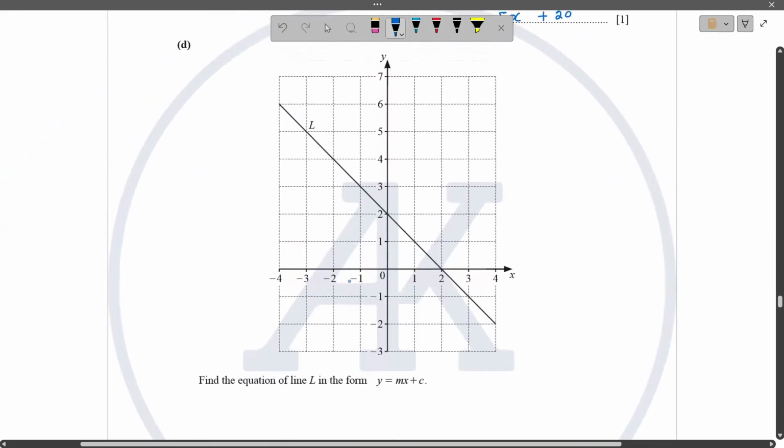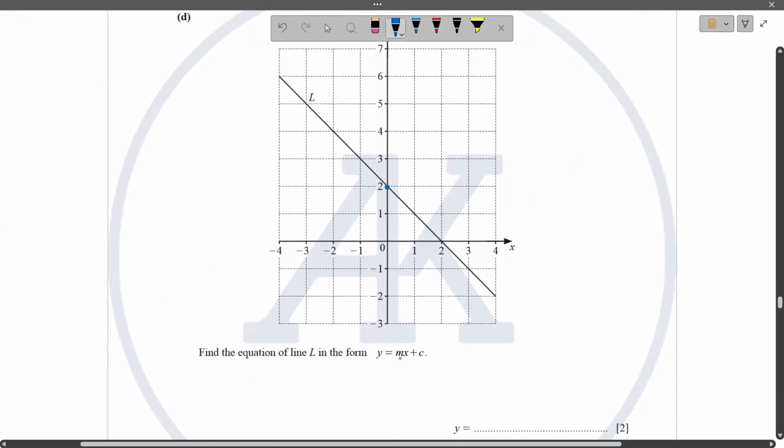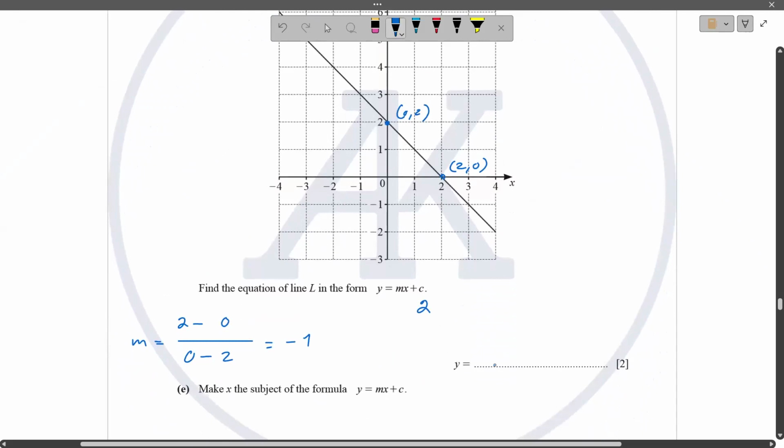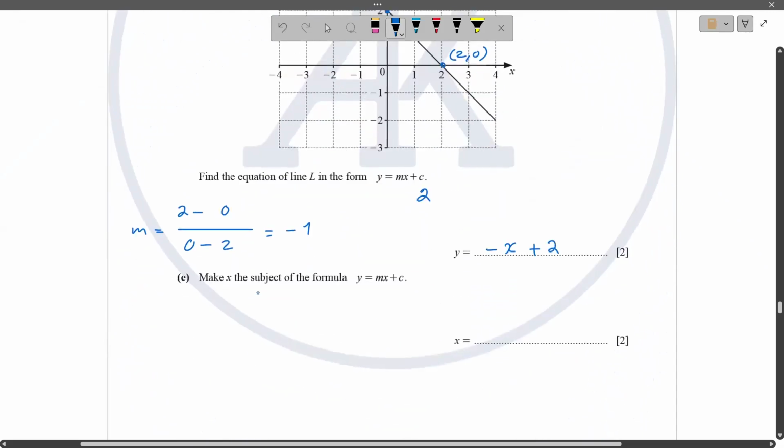The equation of this line, we have the y-intercept, it's 2. To get the gradient, I'm going to pick 2 points. We have the point 0 and 2. We have the point 2 and 0. So for the gradient, 2 minus 0 over 0 minus 2, which is equal to -1. So it's -x plus 2.